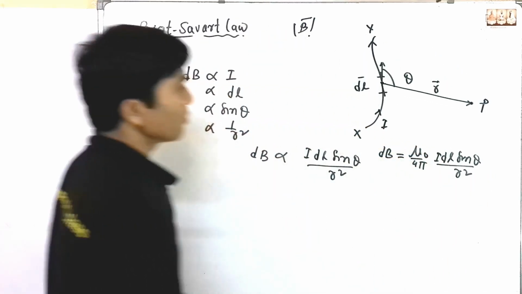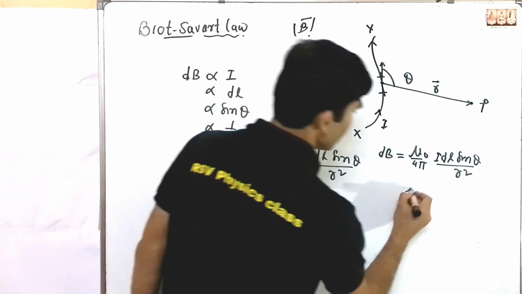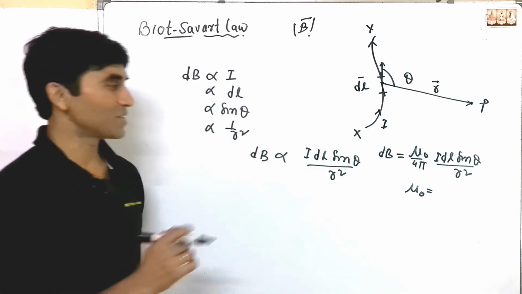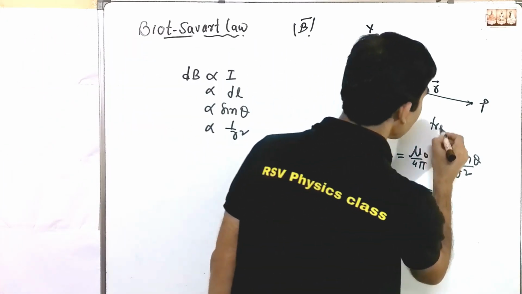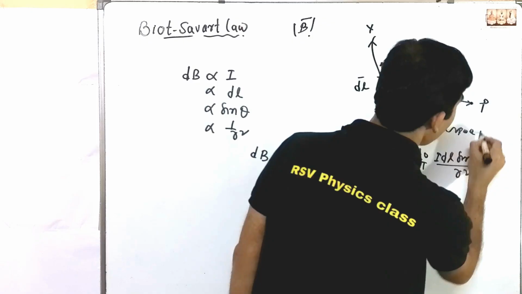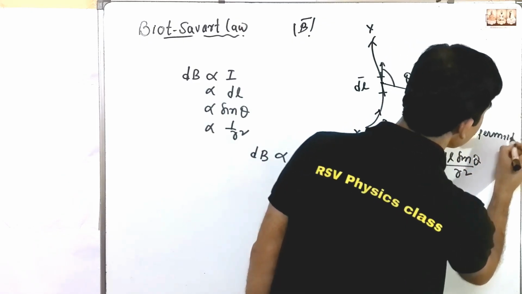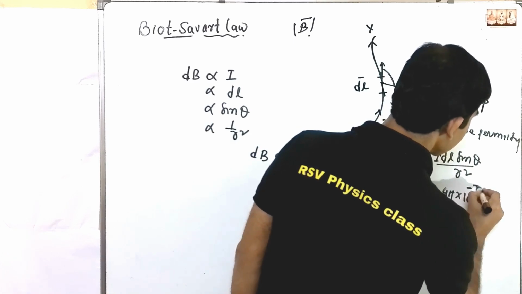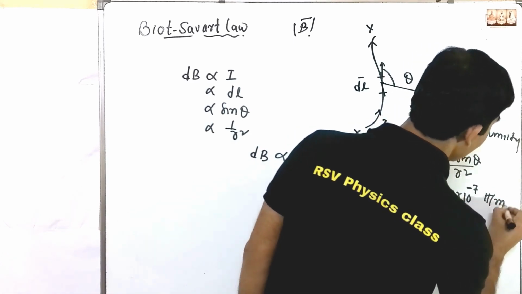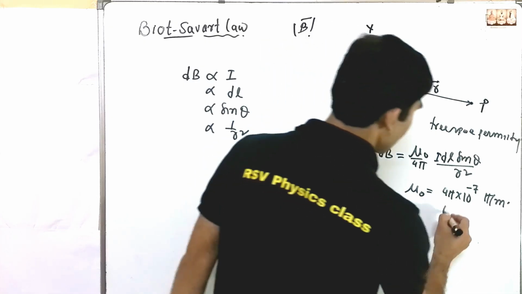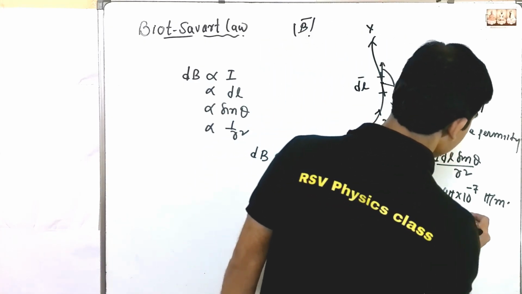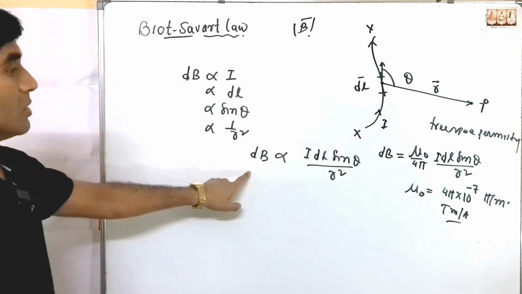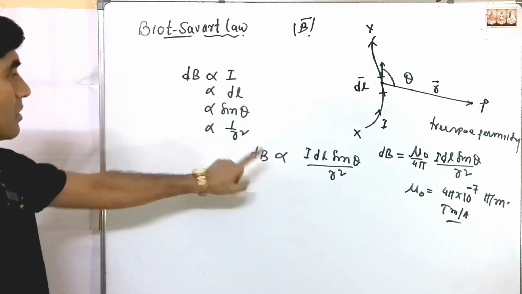So mu 0 is your free space permeability. It is 4 pi into 10 to the power minus 7 Henry per meter, or Tesla meter per ampere. Okay, so that is mu 0.